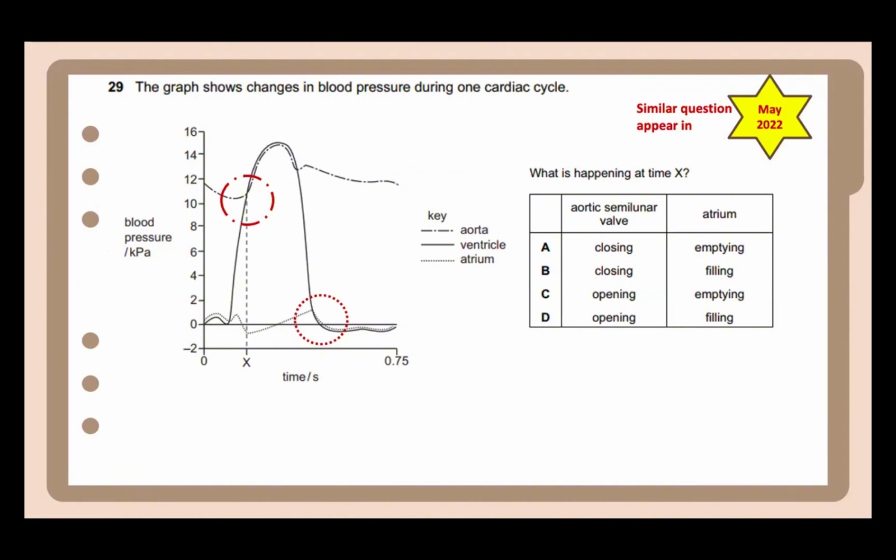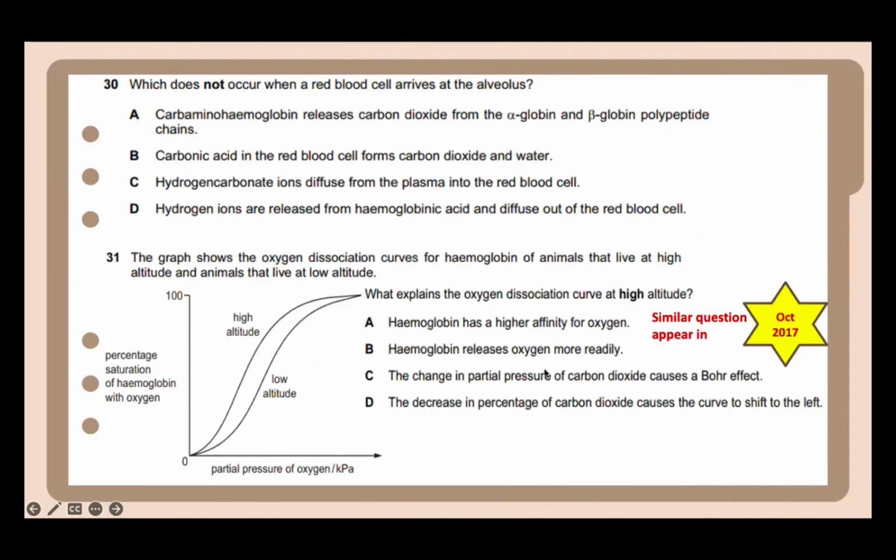The graph shows changes in the blood pressure during one cardiac cycle. This is also a similar question appeared in May 2022. The answer for this graph is that the aortic semilunar valve is in the state of opening, and the atrium is in the stage of filling. Which does not occur when the red blood cells arrive at the alveolus? Hydrogen ions are released from hemoglobinic acid and diffused out of the red blood cells.